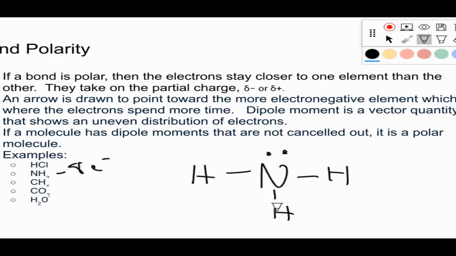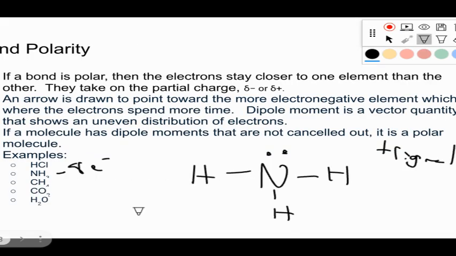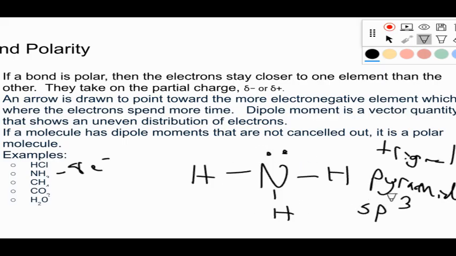Let's do VSEPR shape first. For VSEPR, I have 1, 2, 3 shared, so I know it's trigonal. 1 unshared, so then we have to decide which one it is. So this one has 3 shared, no unshared. This one has 3 shared, 1 unshared, so it's trigonal pyramidal. It has 1, 2, 3, 4 bonding domains or bonding regions. This is unshared, but these 3 are shared. And so with that 4, it is going to make it be an sp3.